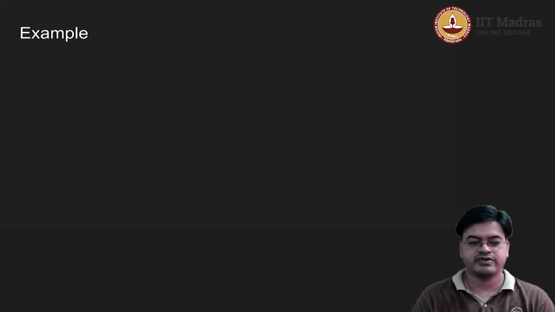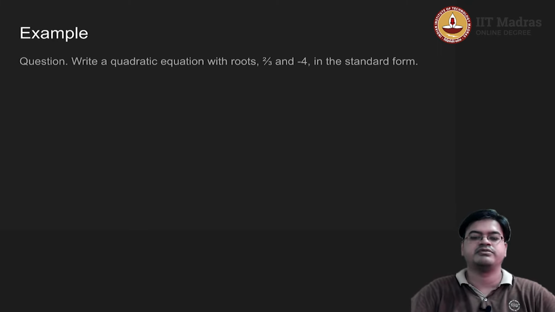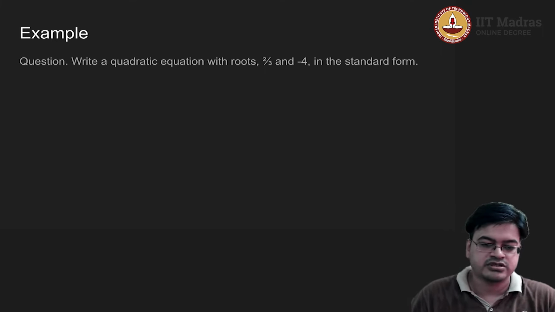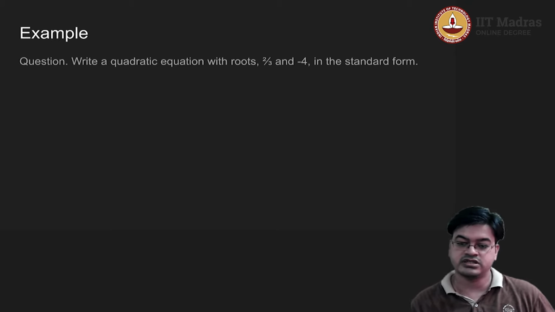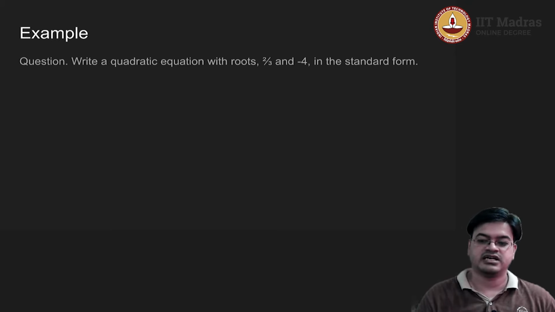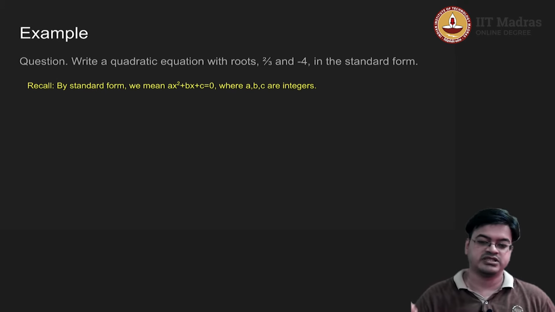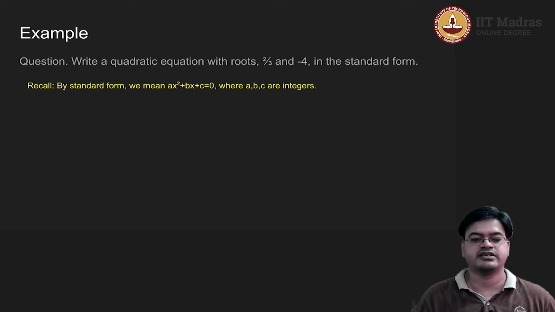So let us take one example and see how we can apply the knowledge which we have gained in this video along with the previous videos to solve this problem. The question is: write a quadratic equation with roots 2, 2 by 3 and minus 4 in the standard form. Let us recollect what the standard form is. Standard form is ax squared plus bx plus c equal to 0, where a, b, c are all integers and a should not be equal to 0. We have already seen that.